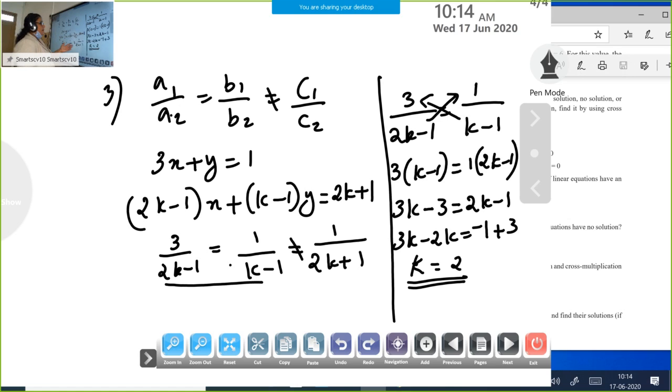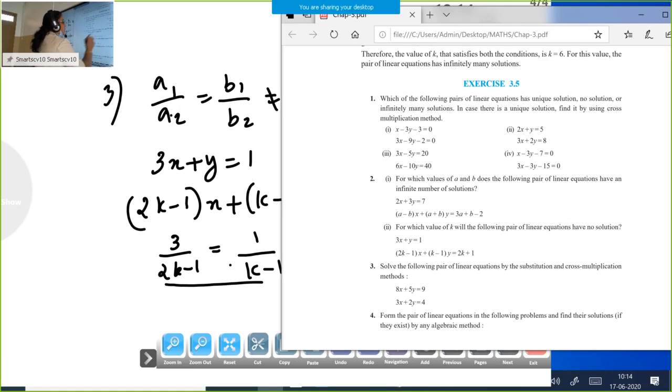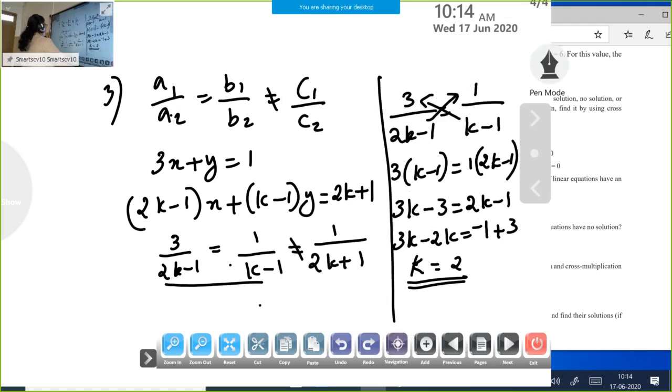Clear? Given our question, it has no solution. That means a1/a2 equal to b1/b2 is not equal to c1/c2. Clear? Then comparing the coefficients, take these two equations.